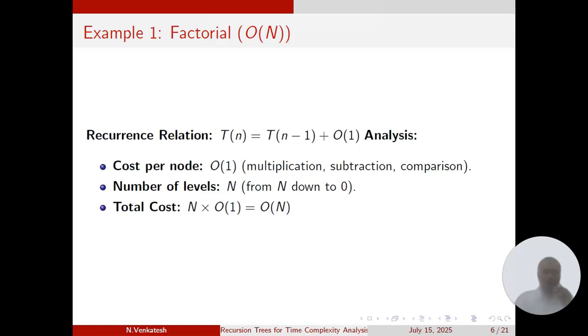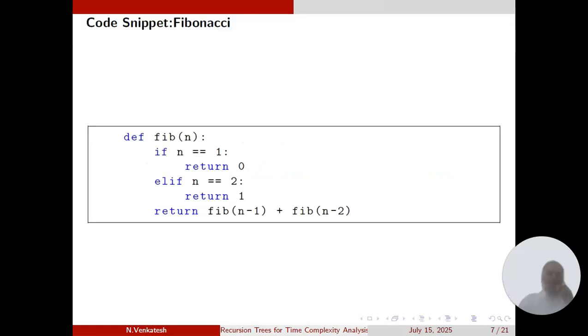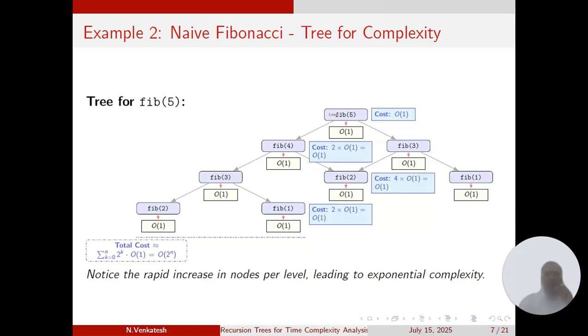Next, let us discuss the nth Fibonacci number. Let us try to understand with a call of Fibonacci of 5. Fibonacci of n has two calls, Fibonacci of n minus 1 and Fibonacci of n minus 2. So the cost at each node is order of 1. In the first level it is order of 1, and in the second level there are 2 nodes and each requires order of 1, so 2 into order of 1.